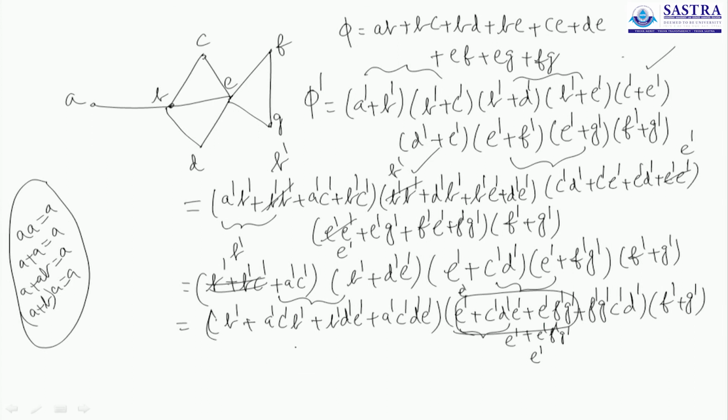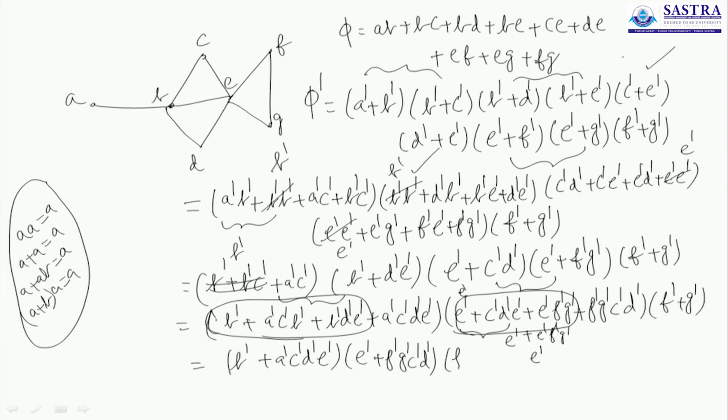So similarly is the case here, I can omit these two, because when I combine it with B' C', I will have B'. So I will have B' plus A' C' D' E', this will be the first term, and the second product will be E' plus F' G' C' D', and at the end I have F' plus G'. So from phi dash, which contains 9 terms, 1, 2, 3, 4, 5, 6, 7, 8, 9 terms, it got reduced to 3 terms.